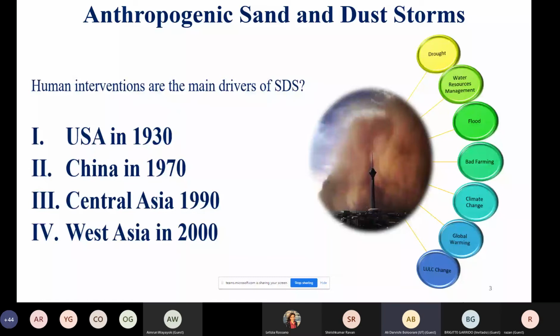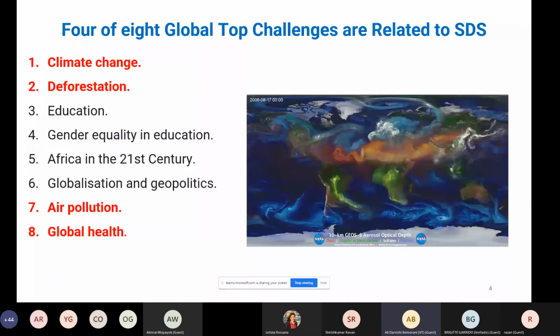By the way, my colleagues and friends, we are living in a time when four of the eight top challenges of the world are related to sand and dust storms. If you Google what the top challenges of the globe are, you will find a list of eight issues, four of which, climate change, desertification, air pollution, and global health, are directly linked to sand and dust storms. Because of that, this session is specifically allocated to sand and dust storms. It's a very important issue, especially in Asia and the Pacific.